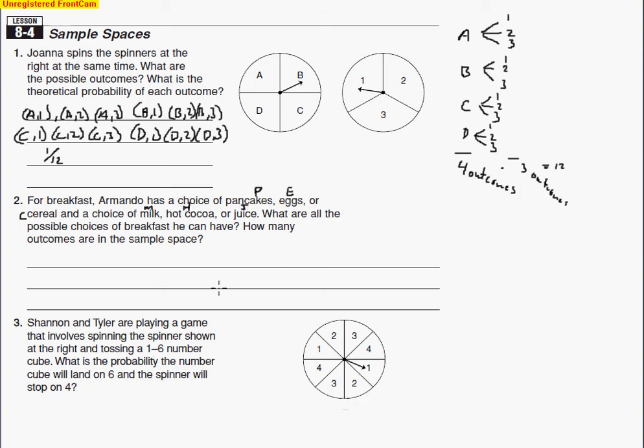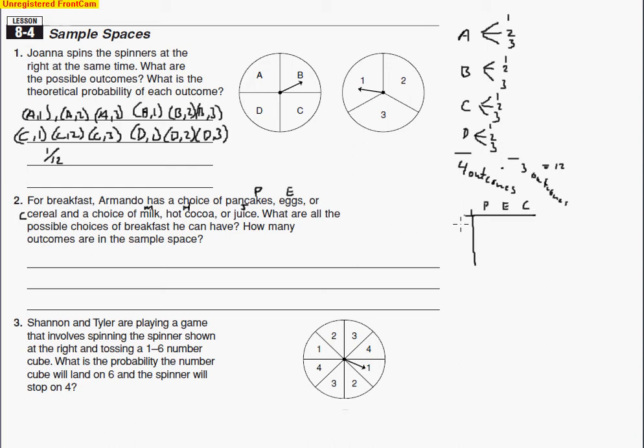Those are his different choices. So let's go ahead and set up another tree diagram. We've got pancakes, or actually instead of a tree diagram, let's do this. Let's write down a chart going this way. So we've got pancakes, we've got eggs, and we've got cereal.